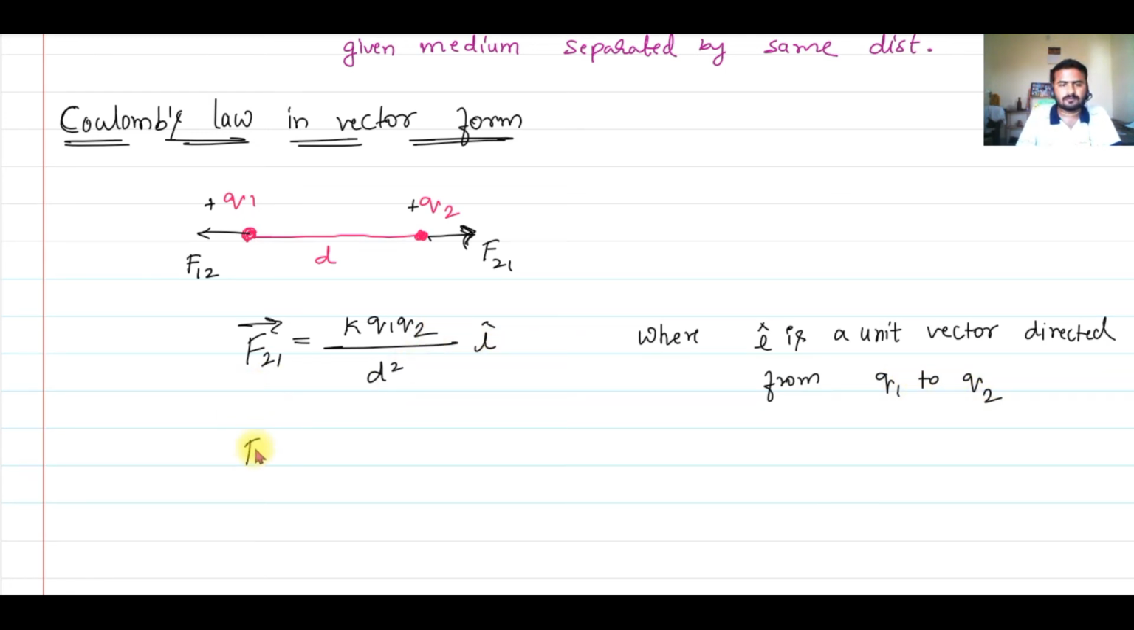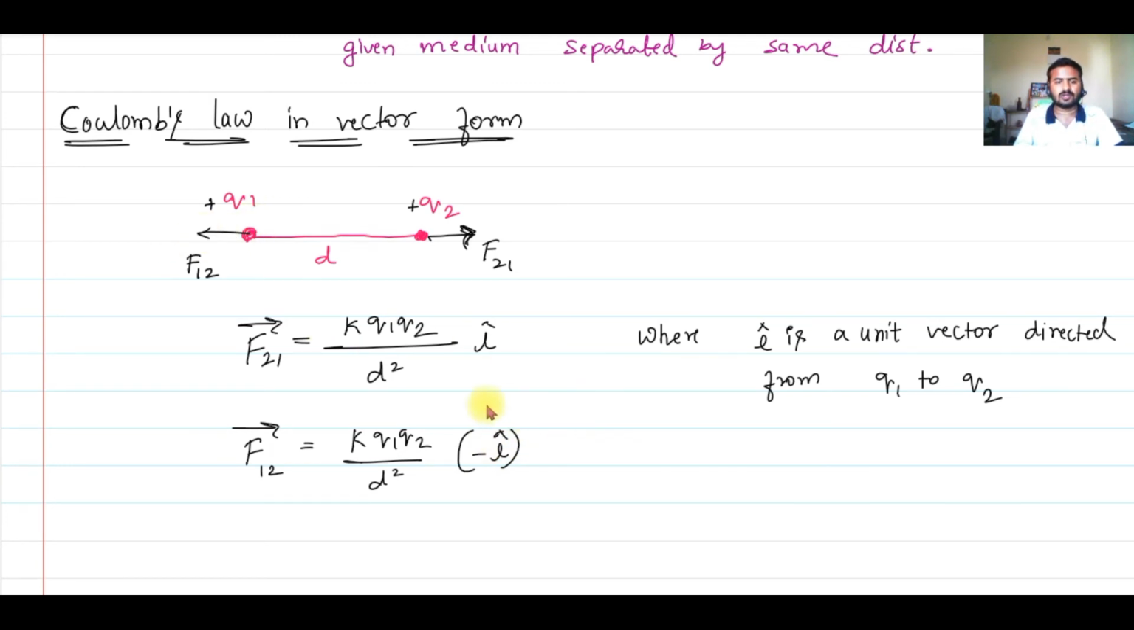Now similarly F21, the force experienced by the second charge, I just wrote. Let me write F12, force experienced by the first charge due to the second charge. It is exactly equal to the force experienced by the second charge due to the first charge, but in the opposite direction. It is also K Q1 Q2 divided by d square, but what is the direction? Minus I cap, because it is to the left.